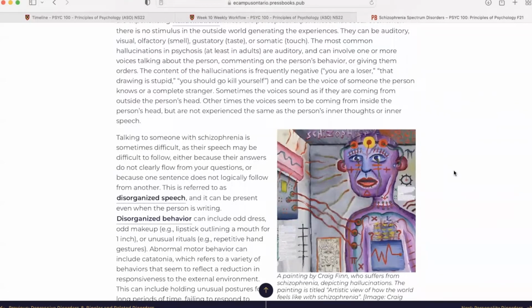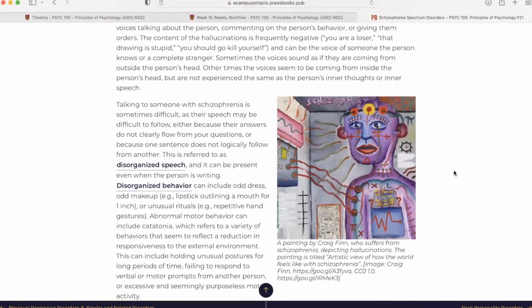Sometimes the voices sound as if they're coming from outside the person's head. Other times the voices seem to be coming from inside the person's head, but are not experienced the same as the person's inner thoughts or inner speech.